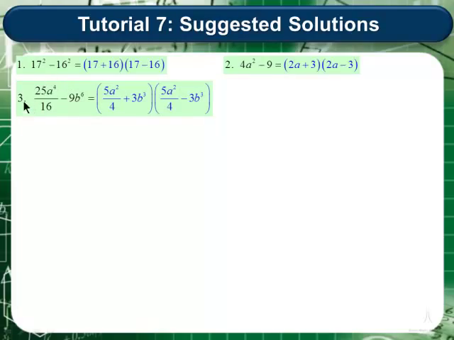If you can find the square root of the first term and also the square root of 9b to the power 6, then you can just apply the method of the difference of squares factorization to write the answer as (5a squared over 4 plus 3b cubed) in the one instance, and just the same expression in another bracket with a negative instead of a plus.